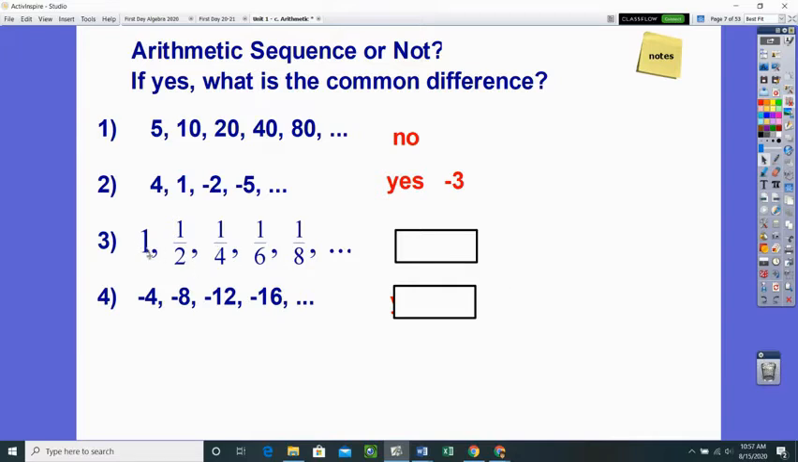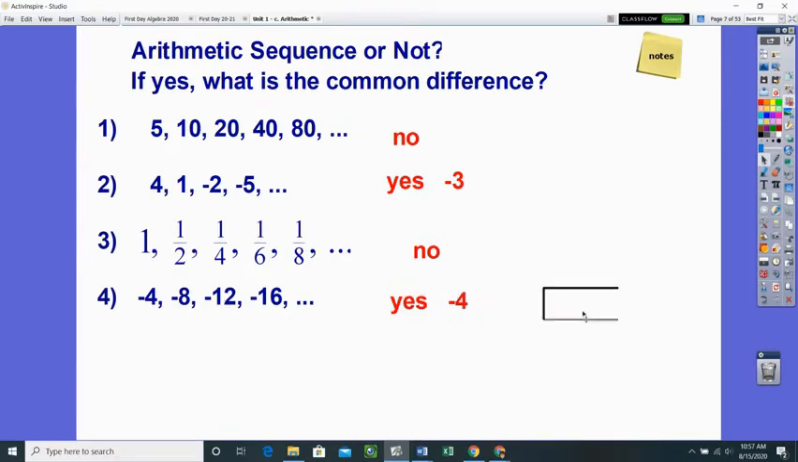Is this one an arithmetic sequence? Again, it's going down. I'm taking away a half, but now I'm taking away a fourth. This is not an arithmetic sequence. This one, -4 to -8 to -12 to -16, is a yes, and the common difference is -4. So do you understand arithmetic sequence, what it is, and do you understand what common difference is?